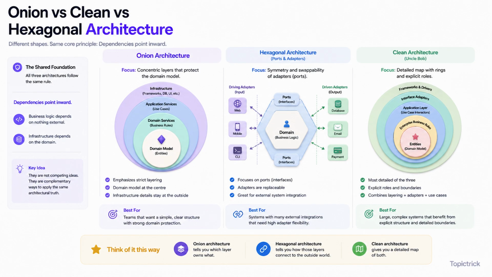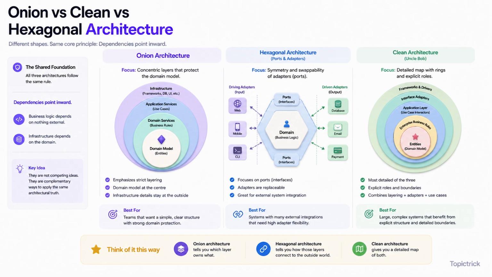If you have watched the earlier videos in this series, you already know about hexagonal architecture and clean architecture. Here is how onion architecture fits in. All three enforce the same foundational rule. Dependencies point inward. Business logic depends on nothing external. Infrastructure depends on the domain. Hexagonal architecture focuses on the left and right symmetry, drivers on one side, driven systems on the other, and is particularly focused on the swappability of adapters. Onion architecture is more focused on the concentric ring structure and on protecting the domain model through strict layering.